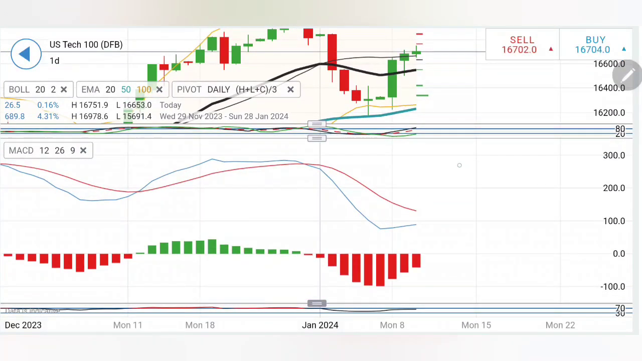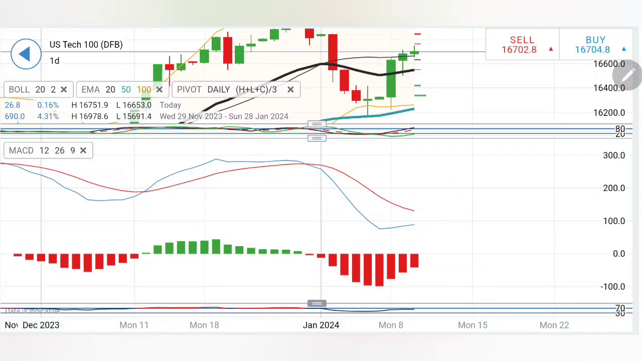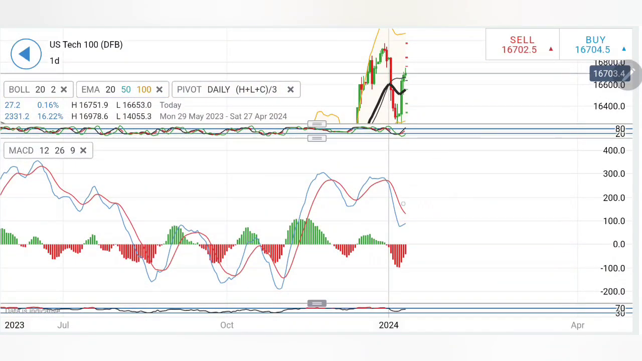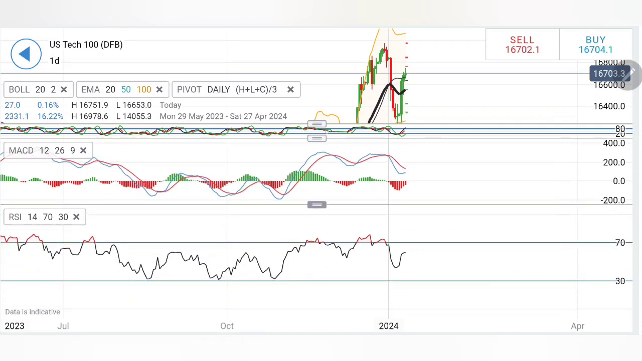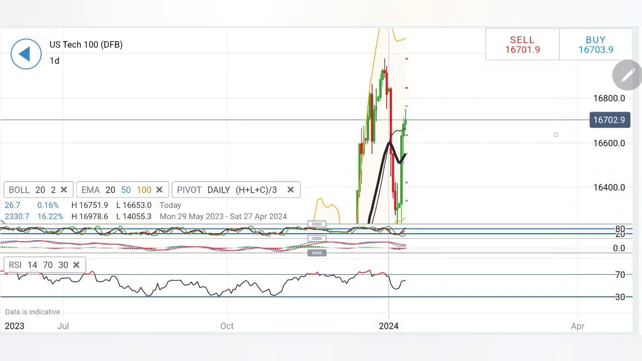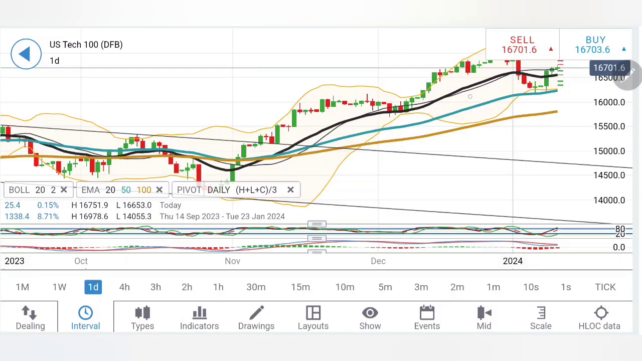Stochastic is back to overbought. MACD is trading bearish. It is trying to converge now. It was trading with extreme divergence, trying to converge, which means it can still yield a greener candle. RSI comfortable. Considering this, I will recommend you to buy Nasdaq 100 today only at 16,720 levels.